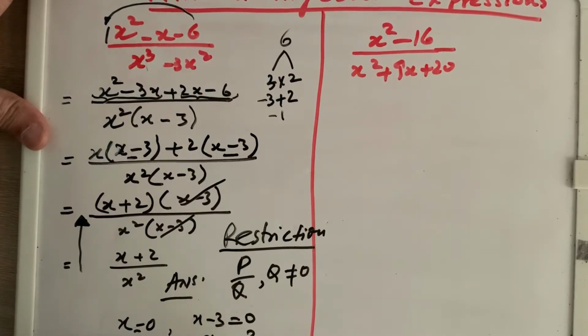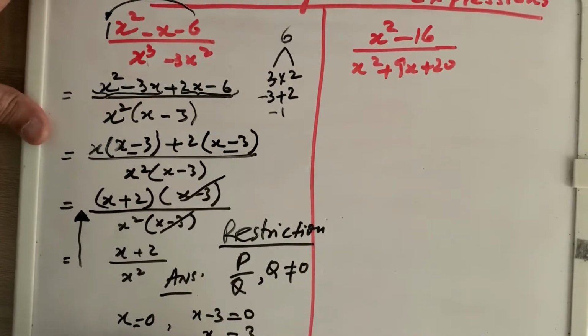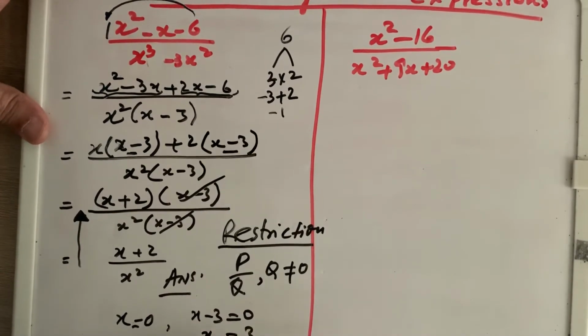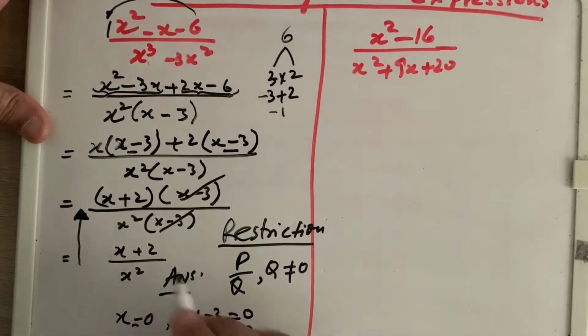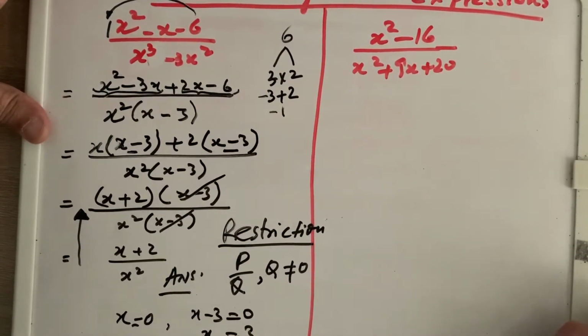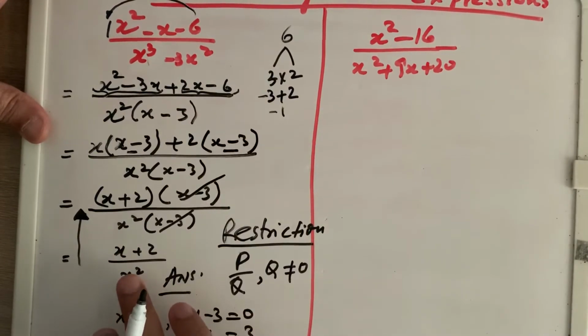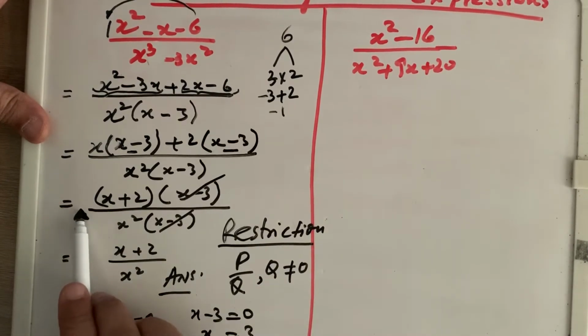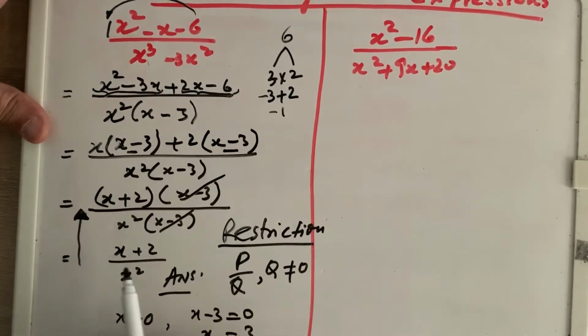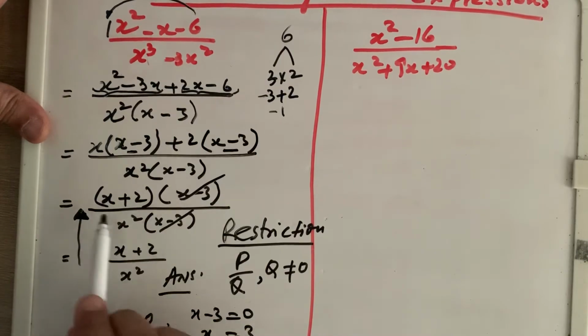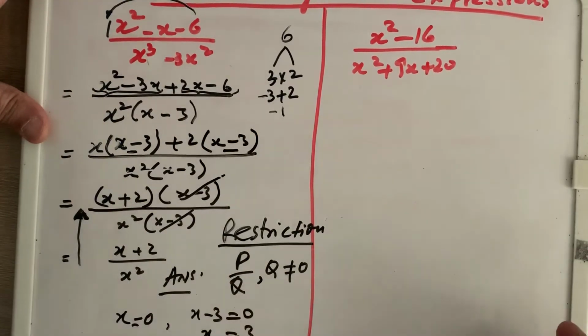So x cannot be, so the restriction should be written as x cannot be equal to 0 and x cannot be equal to 3. This is my restriction for this answer, right? So I solve the rational expression until the point where I cannot go further, and then I put the restriction one step before the answer. Before you get the answer, you have to put the restriction before you cancel anything.